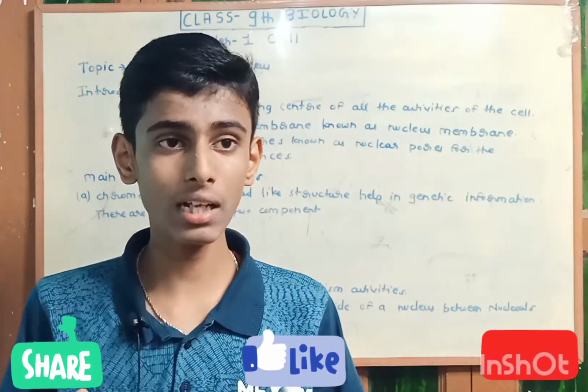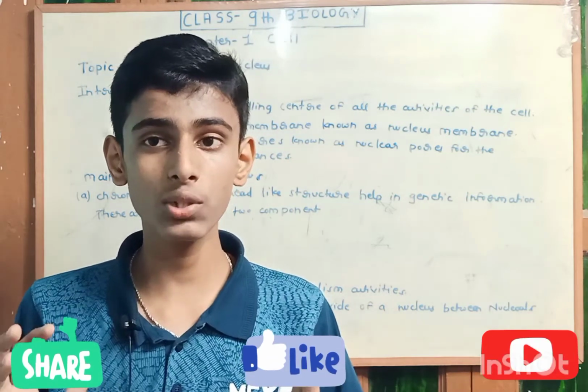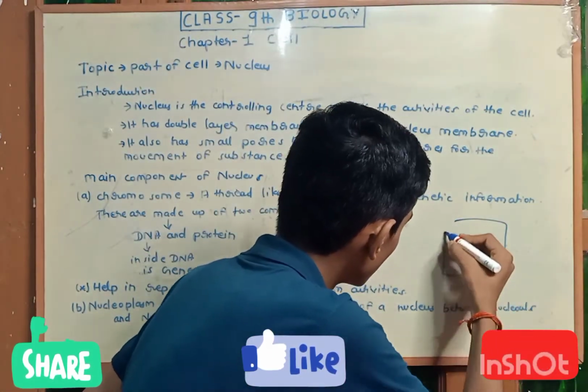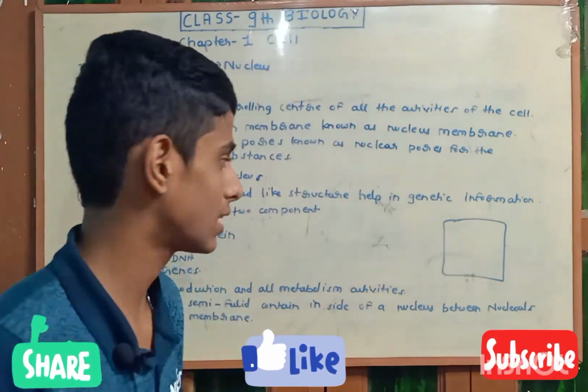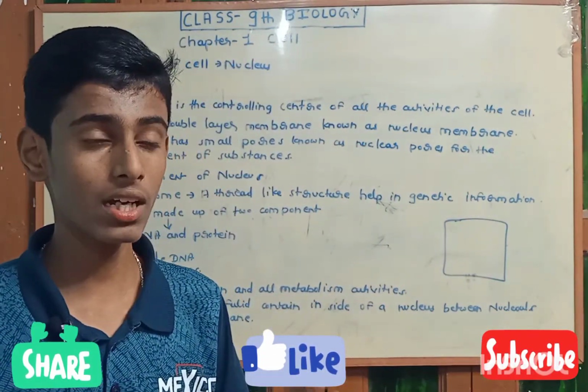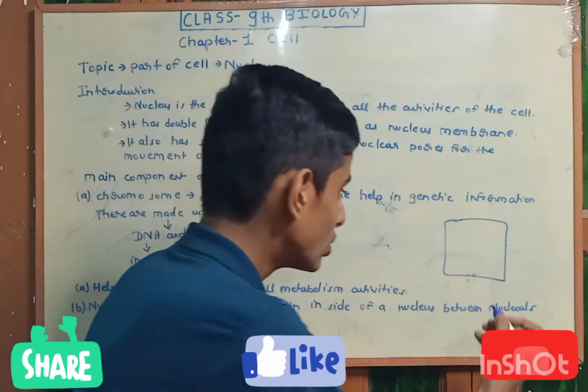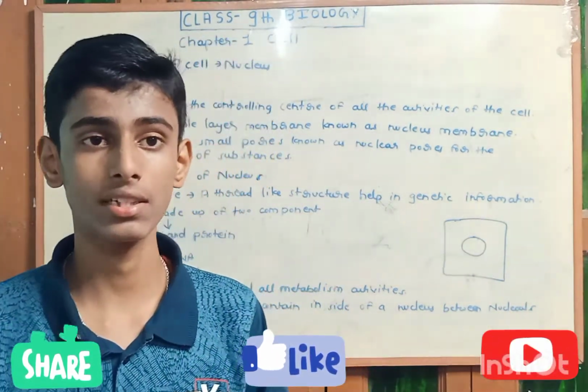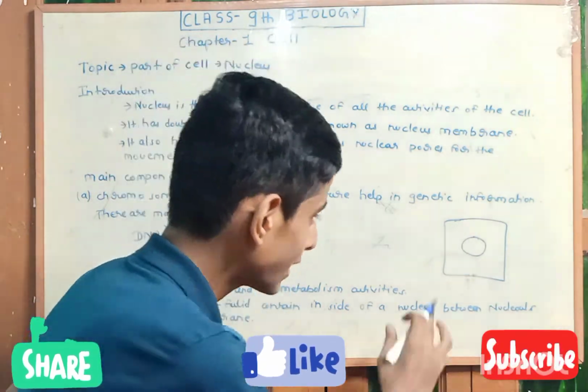What picture do you see in your mind for a nucleus? If you look at any plant cell or animal cell, in the center you will see a round or polygonal shape. This is known as the nucleus, in the center of the cell.